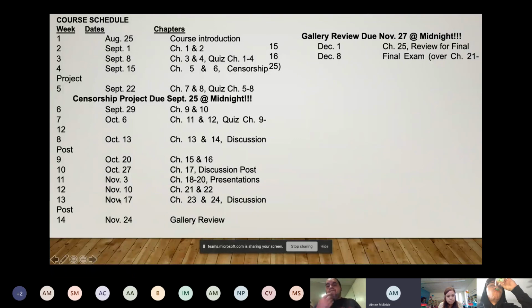So this is the schedule for the entire class. We have tonight, which is just a course introduction. We're just going over introductions and syllabus. Next week, we're going to do chapters 1 and 2. I typically only do 2 chapters a night just because it's a lot of information and it gets a little tedious if we do too much more.